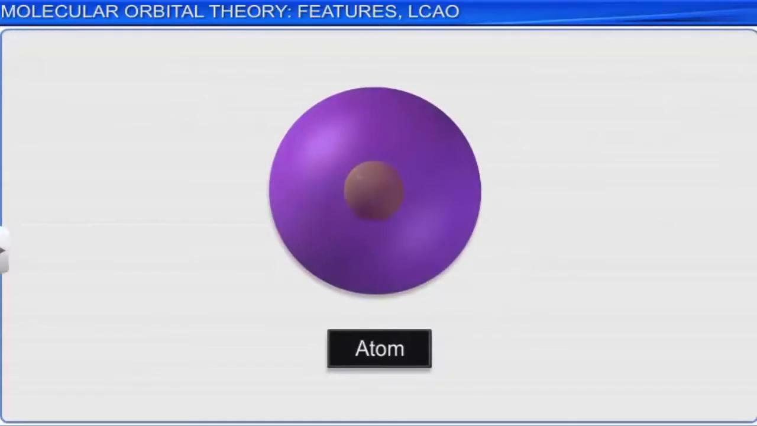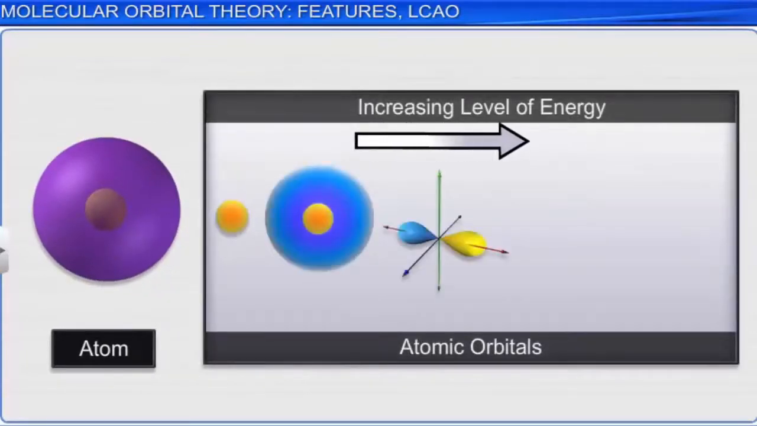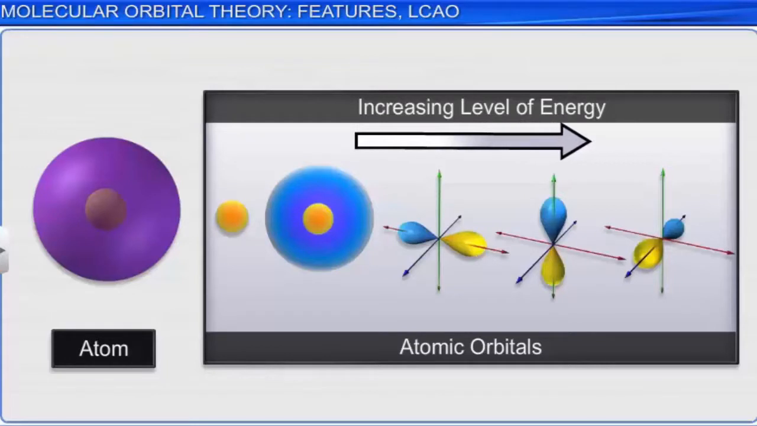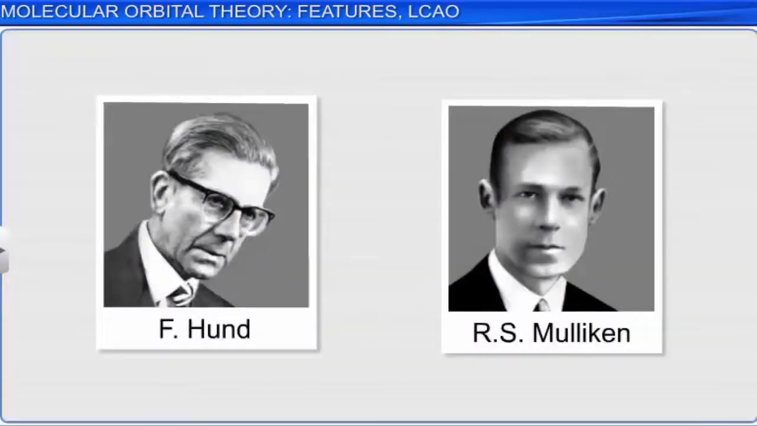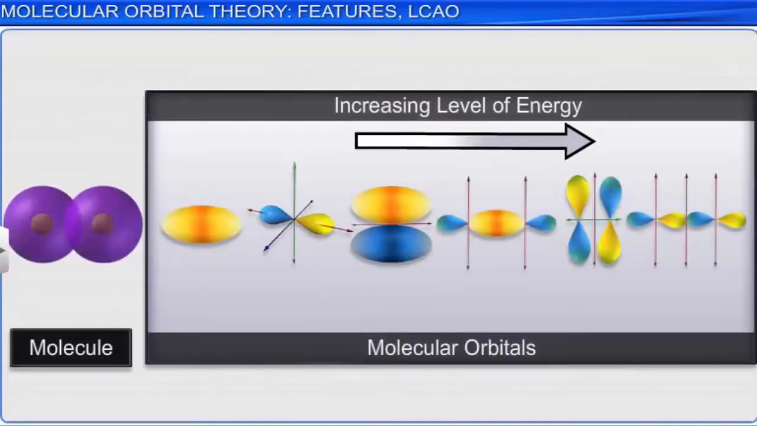In an atom, electrons are present in orbitals of differing energy levels, such as 1s, 2s, 2p, and so on. They represent the probability of finding electrons around an atom. This observation led scientists F. Hund and R. S. Millikan to develop the molecular orbital theory, which postulates that electrons in a molecule similarly exist in different orbitals, giving the probability of their presence around a molecule.